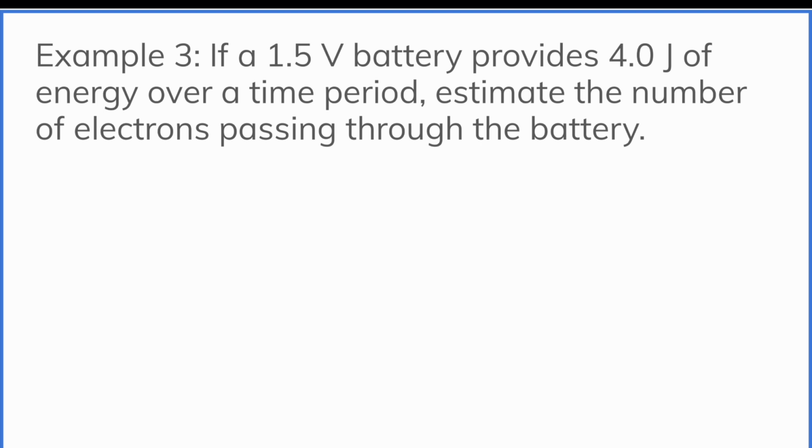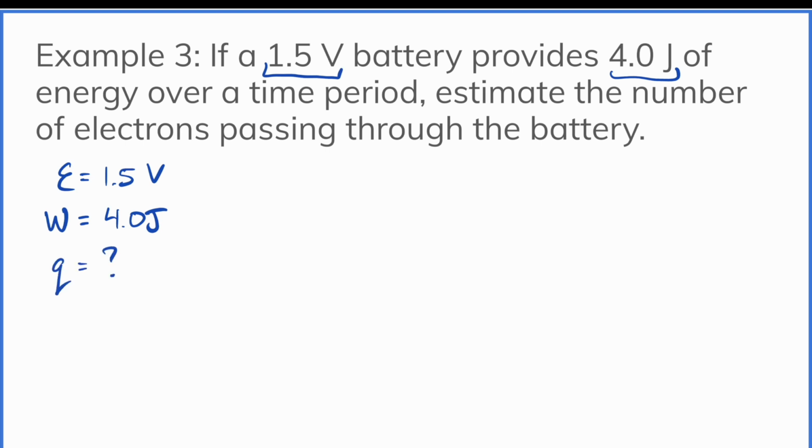If a 1.5 volt battery provides 4 joules of energy over a time period, estimate the number of electrons passing through the battery. This is an interesting question here. It's given us the EMF, so we know the EMF in this case is 1.5 volts, and we know that the amount of energy is going to be 4 joules. And I'm going to write that as W because work is a change in energy. So I'm going to write that as W, 4.0 joules. So a couple things we need to figure out. First thing from this, we know we can figure out the amount of charge. And charge has a symbol Q.